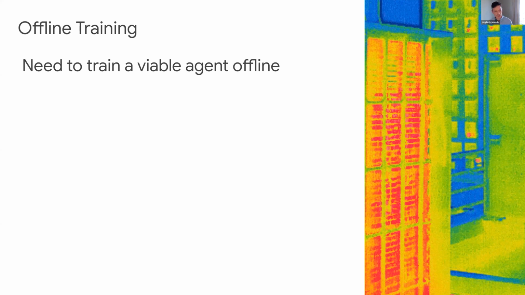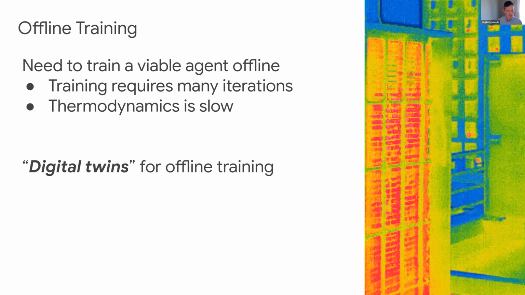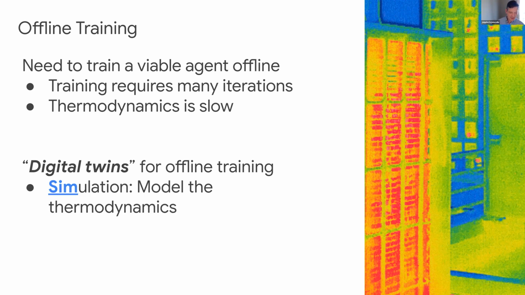We need to train an agent offline because training requires many iterations and the thermodynamics of the building is quite slow. Putting an untrained agent on the live building is certainly risky and bound to make some mistakes. So we need to create digital twins that enable this offline training. Those digital twins represent a specific building, and we have two methods of doing that. One is using a simulation where we actually have a physical model of the thermodynamics.